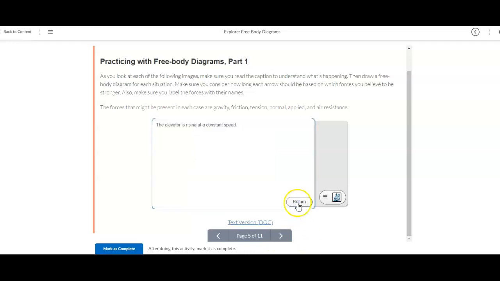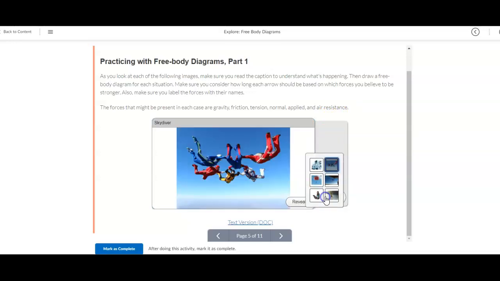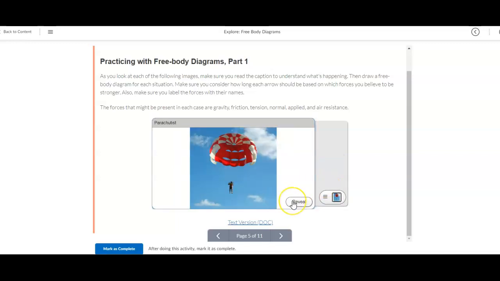So the elevator is rising up at a constant speed. Okay, so you would have to draw, remember, just the elevator is going to be the box. Your arrow going up is right. The directional arrow going up is going to be bigger because it is moving. The forces on either side would be equal because it's not moving left or right, it's moving up. So you think about all of that. And then air resistance, we talked about that as being part of the bottom arrows. So you could go through each of these scenarios and just make sure you have an understanding of how that would look.